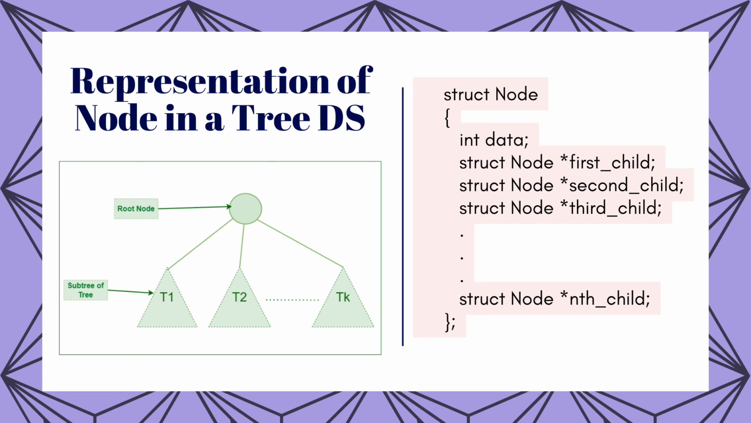Representation of a node in tree data structure. Struct node, int data, struct node first underscore child, struct node second underscore child, struct node third underscore child, struct node nth underscore child.